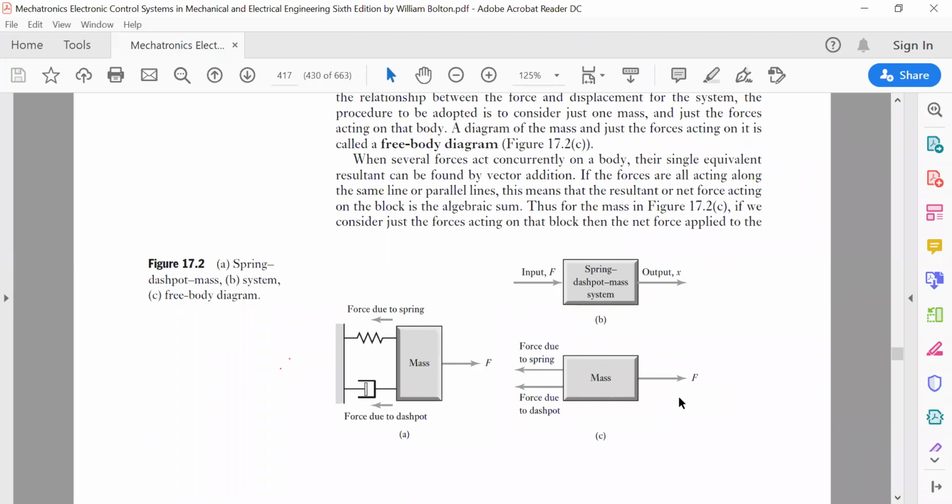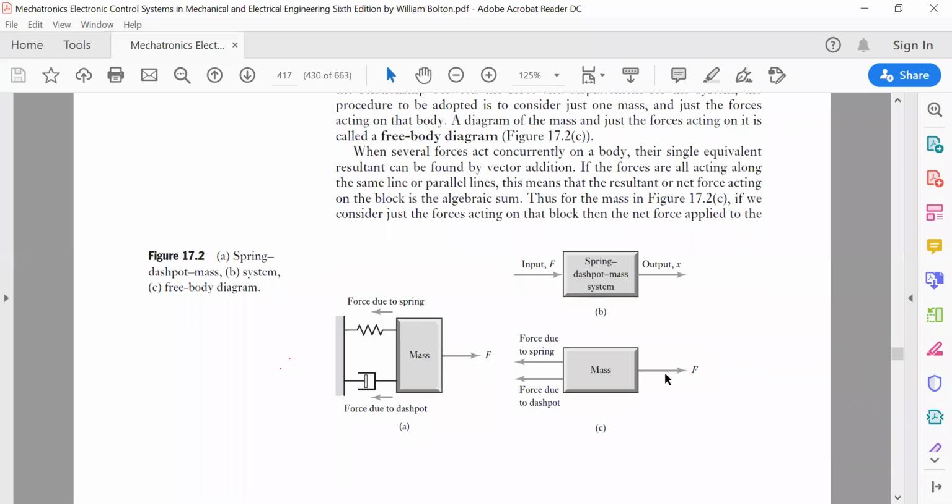And there is a force F which is acting in the positive x direction, which you can also see in the 17.2a diagram, where you can see that there is a spring, a dashpot system, and a mass involved. Once you are pulling this mass in the positive x direction, you get a resistance because of the force produced by the spring as well as the dashpot system, which is shown in the free body diagram as well. Now you can make an equation out of this.